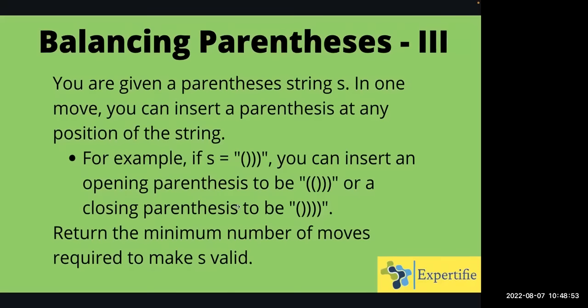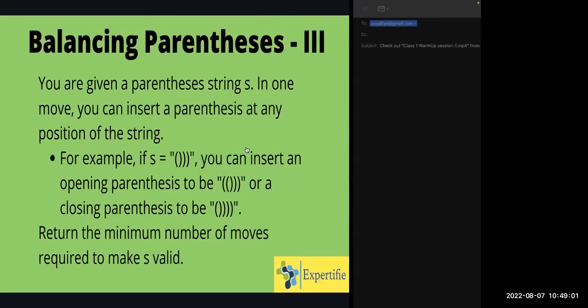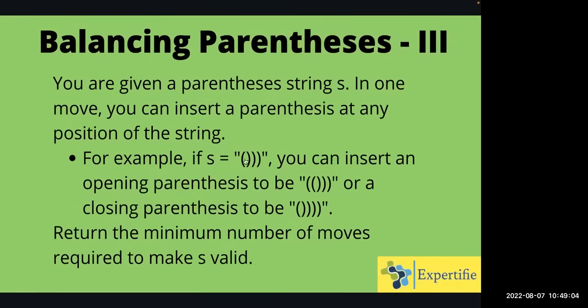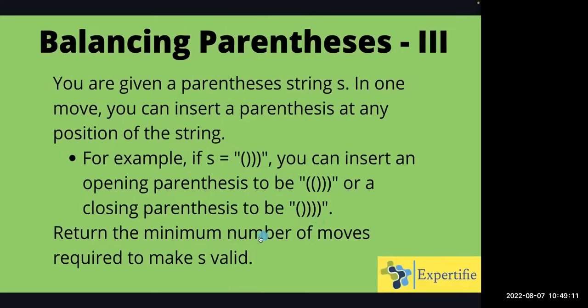So now, balancing parenthesis 2 is done. Which is parenthesis 3. You are given a parenthesis string S. In one move, you can insert a parenthesis at any position of the string. For example, you can insert an opening brace to be this, or a closing brace to be this. You need to return the minimum number of moves required to make S valid. So here you want to add braces to make it a valid parenthesis string.